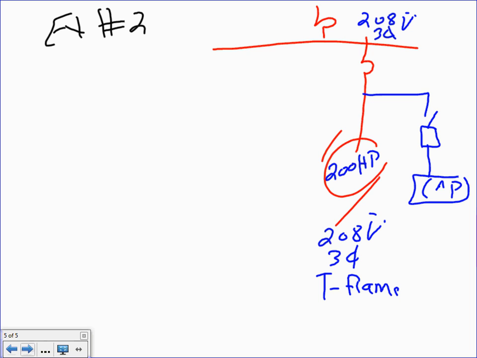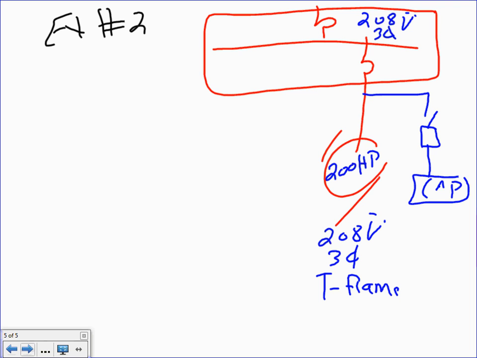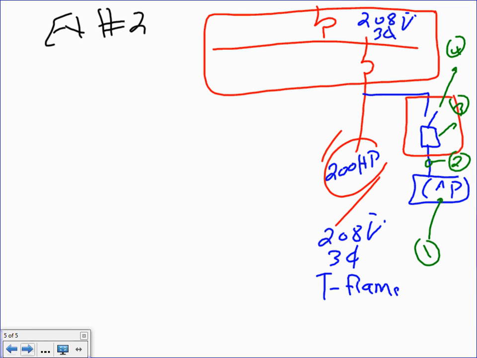Anybody has an issue with that? T-frame. This is my switch board. This is my box here. And I need to find the same thing, guys. 1 is the cab. 2 is the conductor. 3 is the overcurrent protection device. And 4 is the disconnect. Except the only difference is the frame is different.